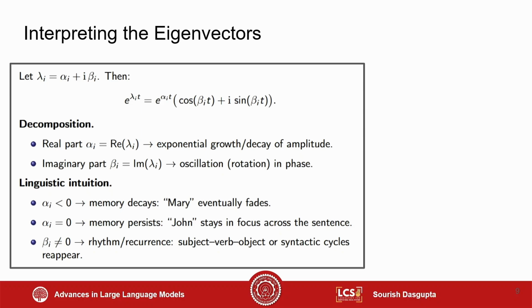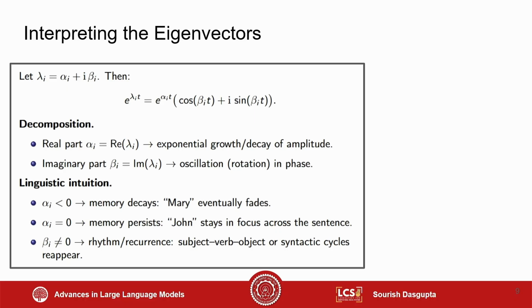exponential growth, right? And whether it's an exponential change, and the change can be a growth or a decay of whatever is the amplitude. And the imaginary part, the beta part, will tell you the oscillation. And by oscillation, what we mean is the recurrence of a particular pattern. So whether the semantic pattern will again reoccur over time. So that is what the oscillation would mean.